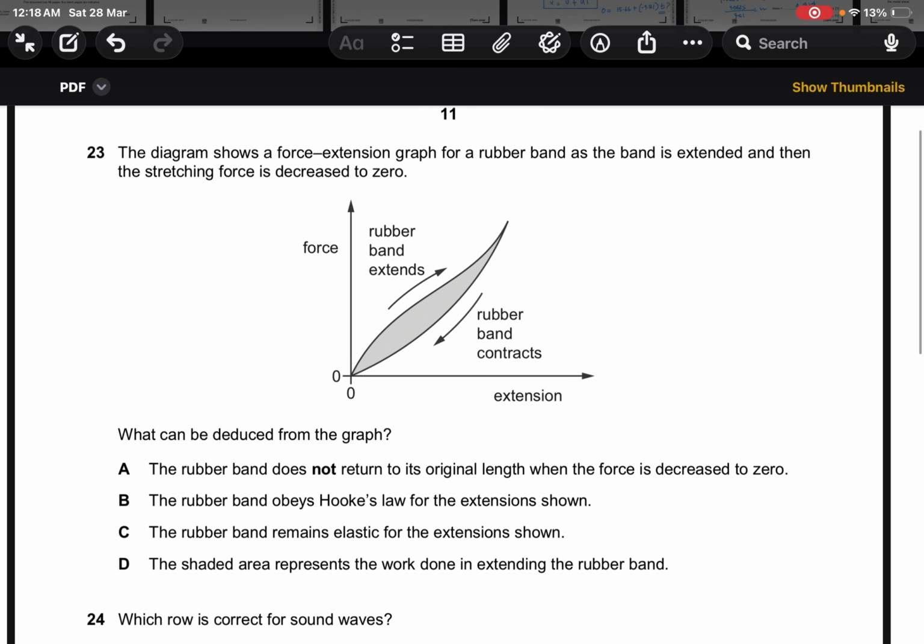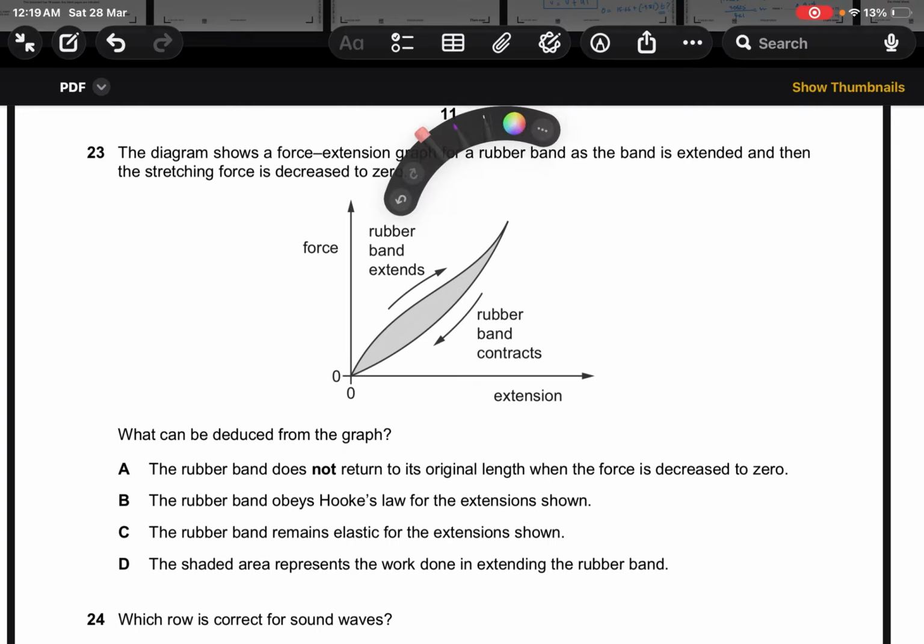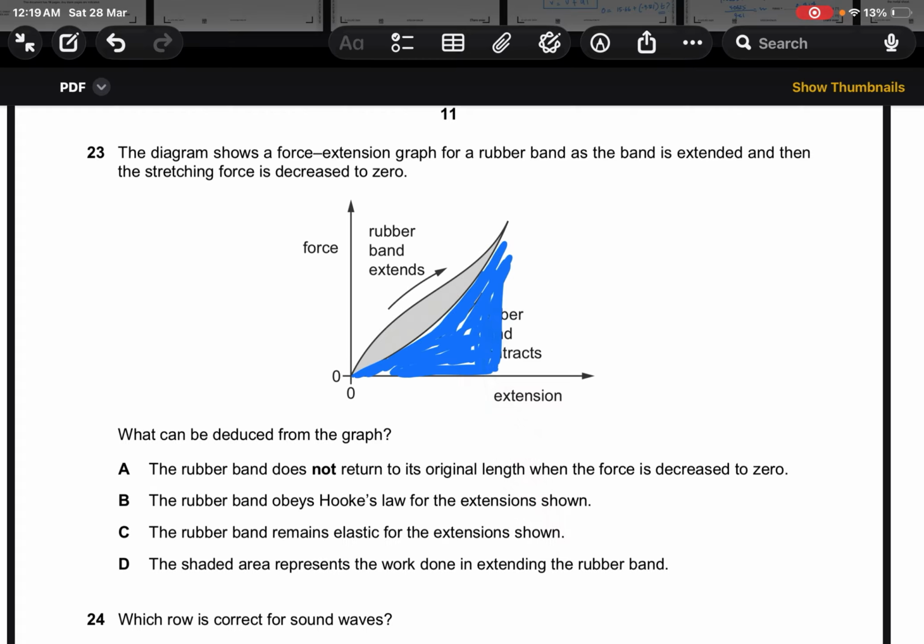The diagram shows a force extension graph for a rubber band as the band is extended and then the stretching force is decreased. So now we know that this is when we stretch the band. So please don't forget this. This entire area is the work done to stretch the band. And then you bring the band to the original position. So now this entire area under this line is the work that is recovered. When you bring it to original position, this blue area work is the work you get back.